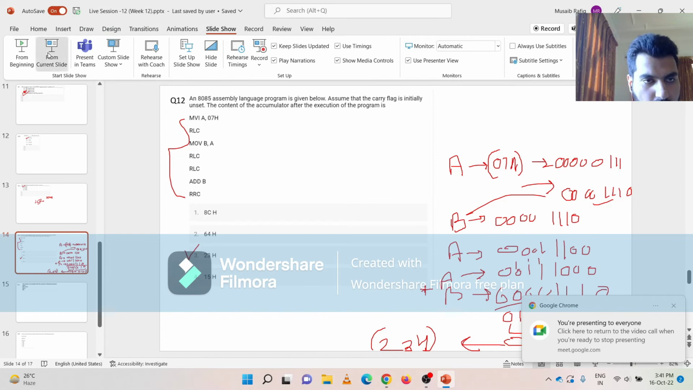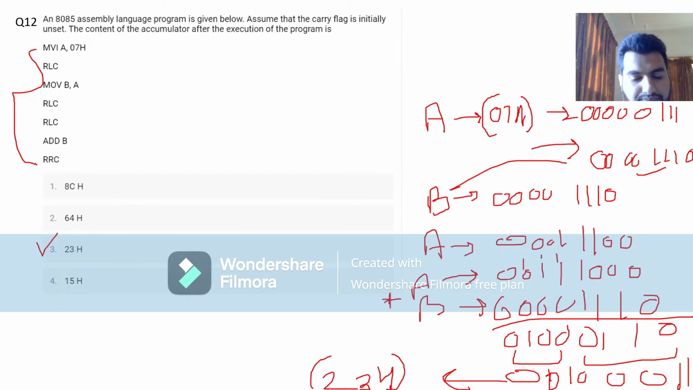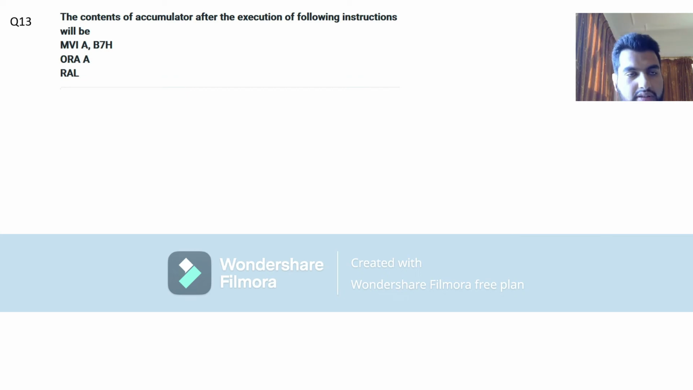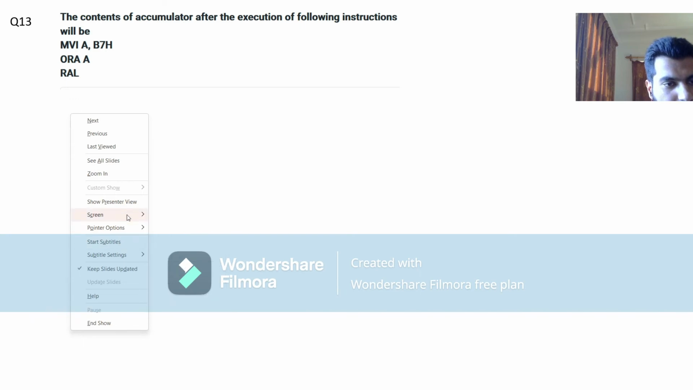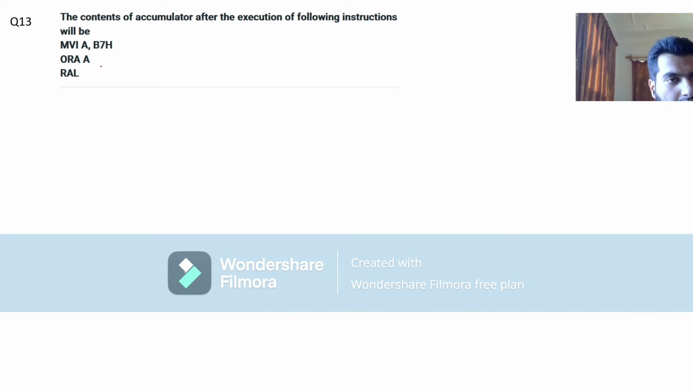Now moving forward to the next question, question number 13. Question 13 asks us: what are the contents of the accumulator after the execution of the following instructions? First we have MVI A, B7H, then an OR operation of A with itself, and then we have rotate left.